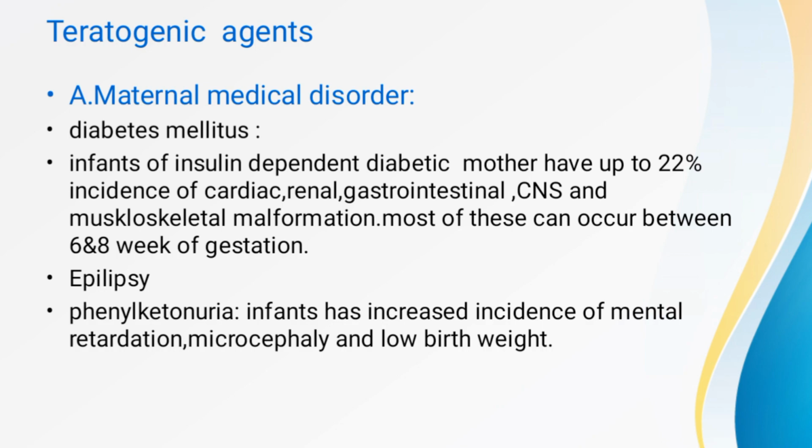Maternal medical disorders that can affect the fetus, for example diabetes mellitus, in which an infant of an insulin-dependent diabetic mother, if the mother is treated by insulin, has up to 22% incidence of cardiac, renal, gastrointestinal, central nervous system and musculoskeletal malformation. Most of these can occur between 6 and 8 weeks of gestation, okay? If the mother is affected by epilepsy, this can also affect the fetus. In phenylketonuria, infants have increased incidence of mental retardation or microcephaly, which means a small head of the baby, or can lead to low birth weight.